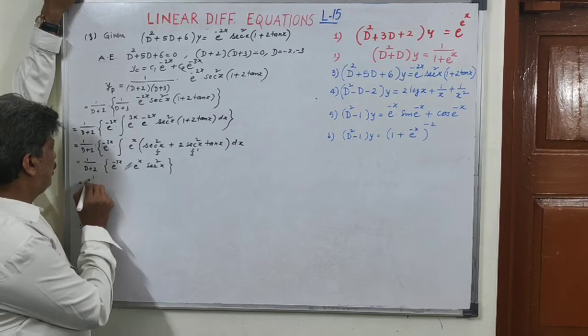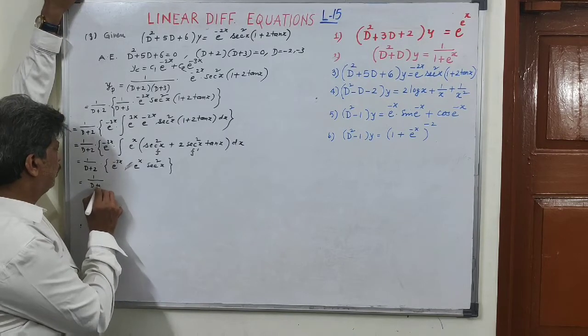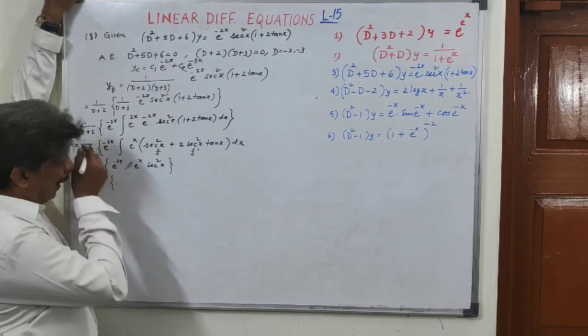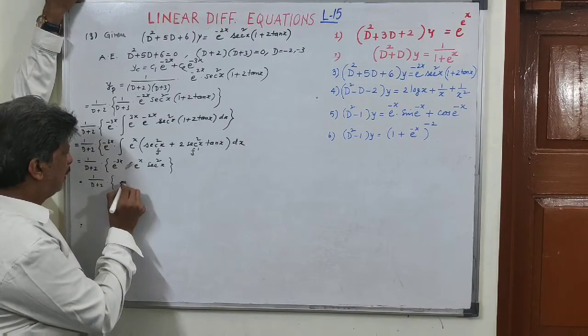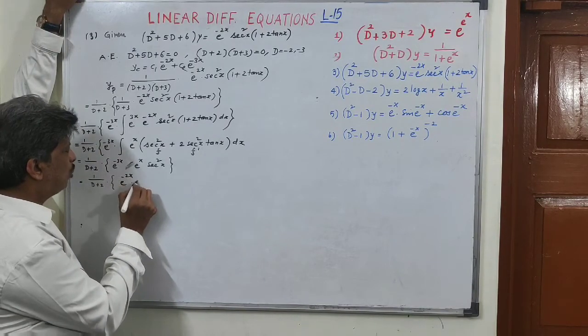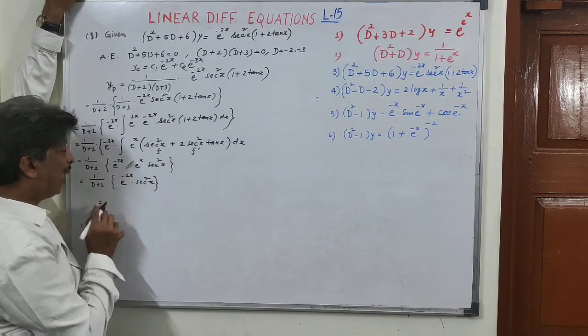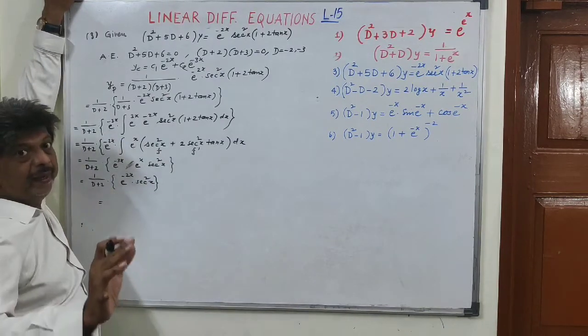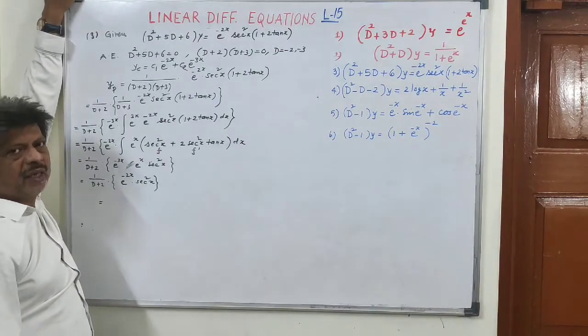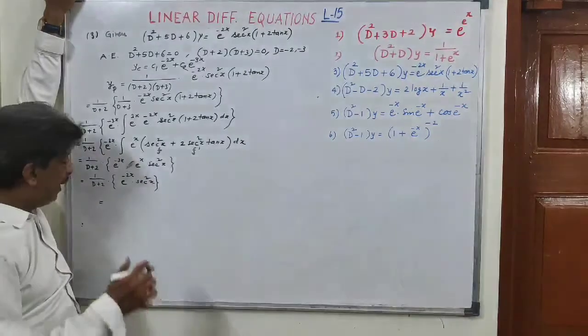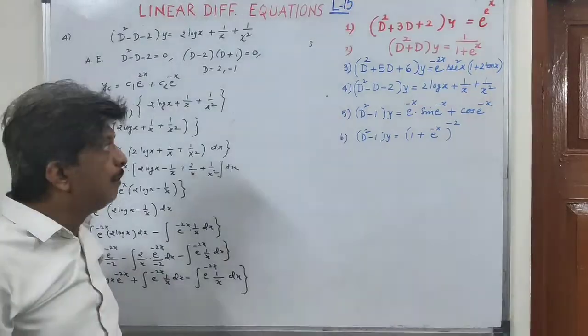So that is further equal to 1 upon D plus 2 into e raised to power minus 2x into sec square x. That is further equal to, I am once again using the general integral formula repeatedly, e raised to power minus.